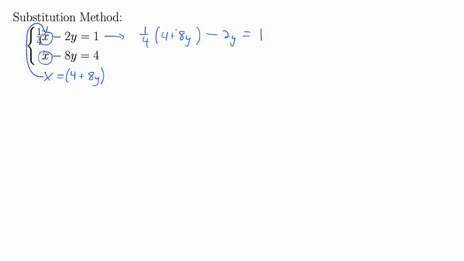And look what we have now. We have a single equation that we can write in terms of just y. We can solve in terms of y, which is great. So let's distribute the 1/4 through to these. That gives us 1 plus 2y minus 2y equals 1, and something is strange here. Look at this. 2y and 2y. Plus 2y minus 2y cancel out. We get 1 equals 1.